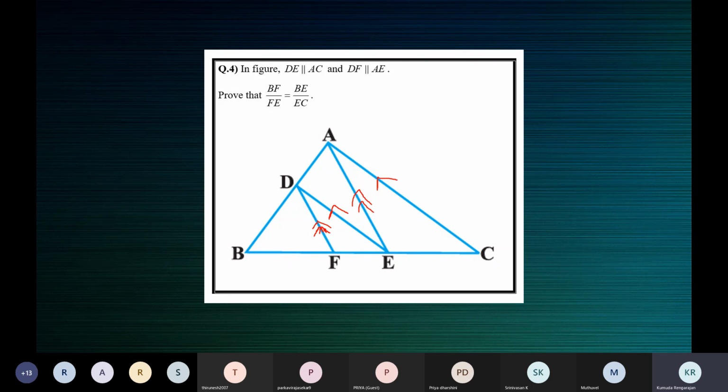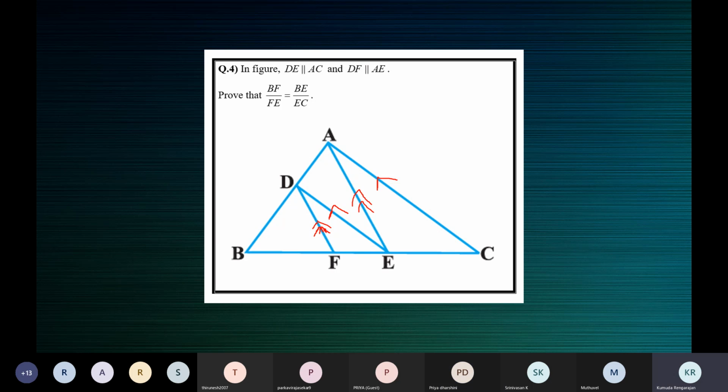Okay, in triangle ABE, which is parallel to one side of the triangle? DF is parallel to AE. AE is one side of the triangle. Which are the other two sides? AB and BE. So, when you took both the triangles, which is that side which is common to both the triangles? AB is a side common.